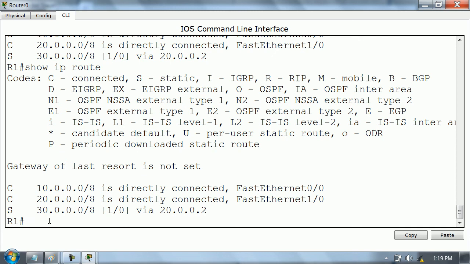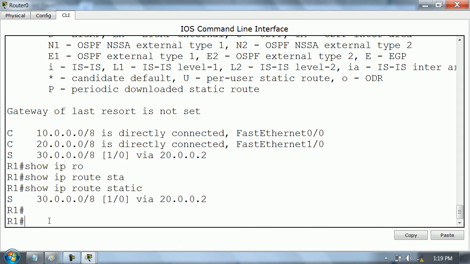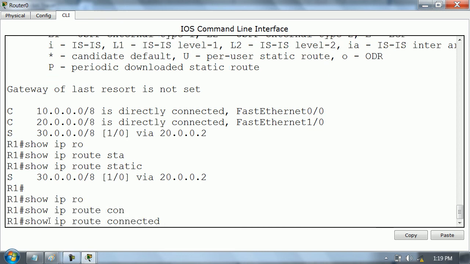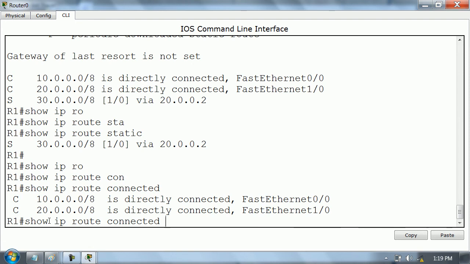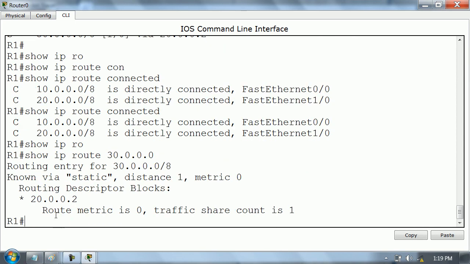Now guys, if you want to check only static routes in the routing table, what you want to check? You can run the command show IP route stat. If you want to check only connected routes on the router, you can run the command show IP route. Now I want to check full route information of 30's network. Distance is Y1 because it is a static route. AD for static routing is 1. Metric is still. Next hop is 20.0.0.2. Agree? Any problem? Now guys, we will check the packet flow.